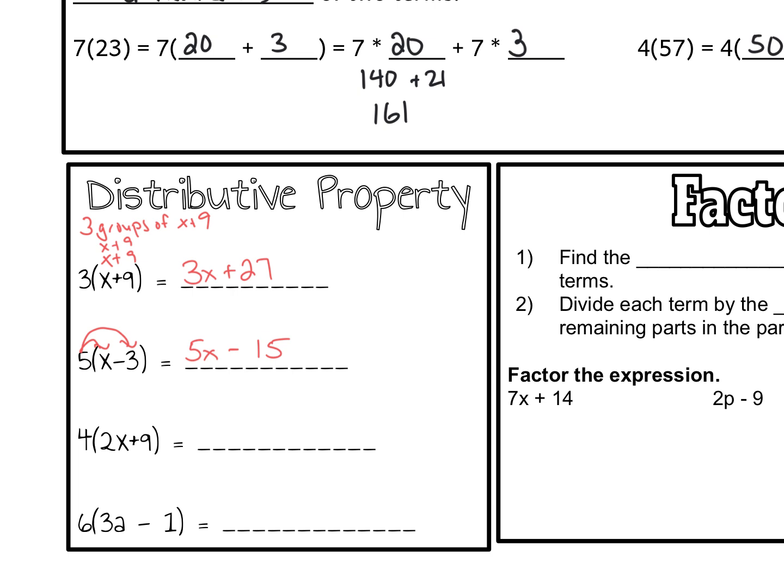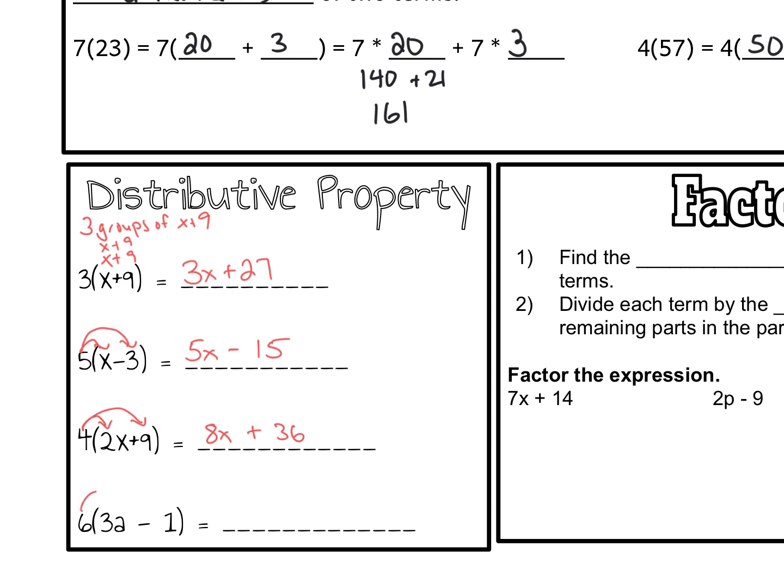All right, now we have 4 groups of 2x. So I have 4 groups of 2x's, so that would make 8 x's. And then we have 4 groups of 9, which is 36. And since there's a plus sign, I'm going to put a plus sign in between. Why don't you pause the video and see if you can try this next one on your own.